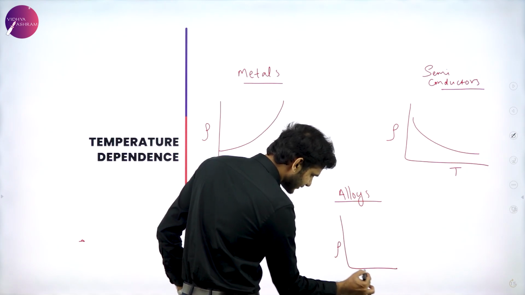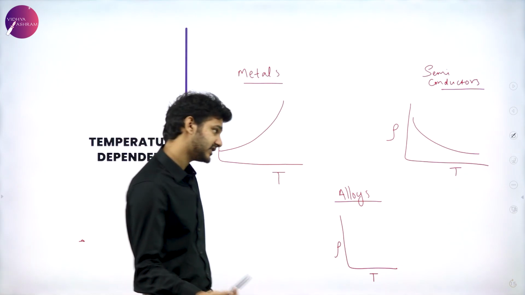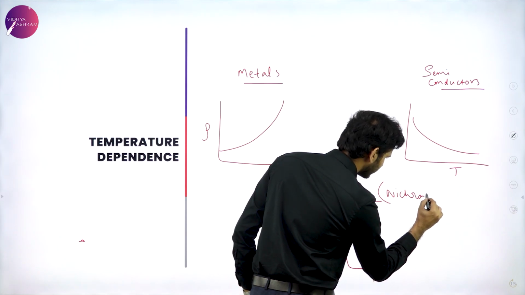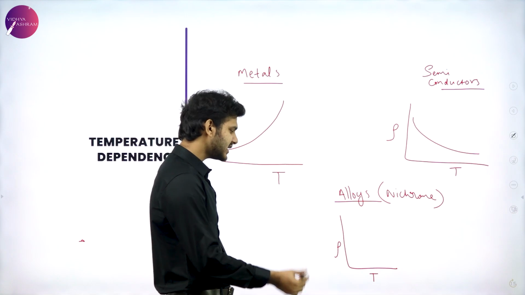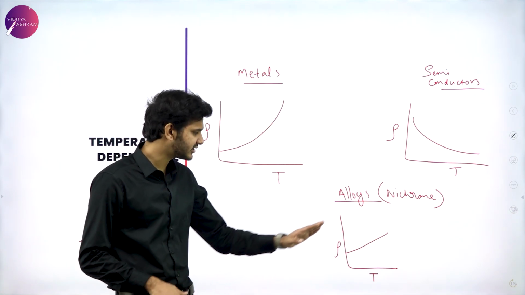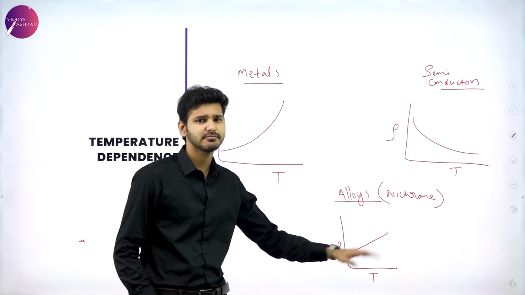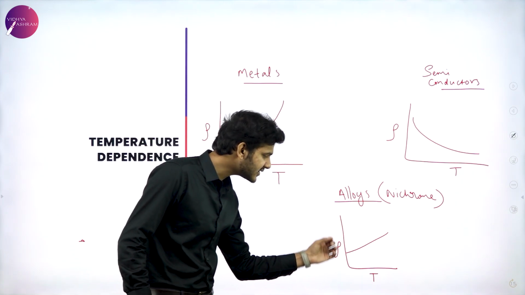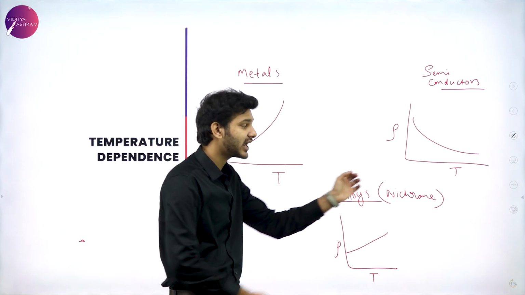So, if I plot a graph between the resistivity and temperature of an alloy, let's say for nichrome, it was seen that the graph is almost a flat line. There is a slight incline, but other than that, it is almost a flat line, meaning that the resistivity and temperature factor is almost independent for an alloy like nichrome.